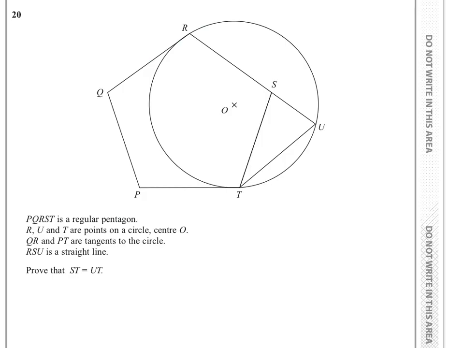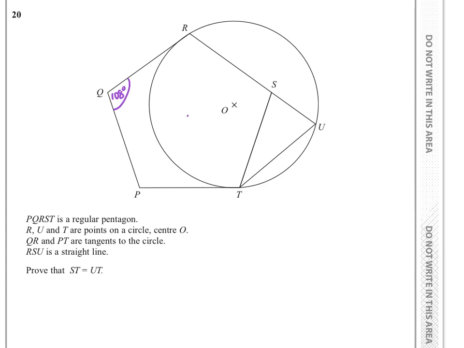Question 20. Quite a difficult question by the looks of it, so we have to take this reasonably slowly. Well, we have a regular pentagon here, and we also have a circle with centre O as well. So we've got to just show that ST is the same as UT. Well, let's have a think about this. I think the first thing is, if this was my centre of my pentagon, then first of all I'd work out what one of these angles here was, and one of those will be 108, won't it?